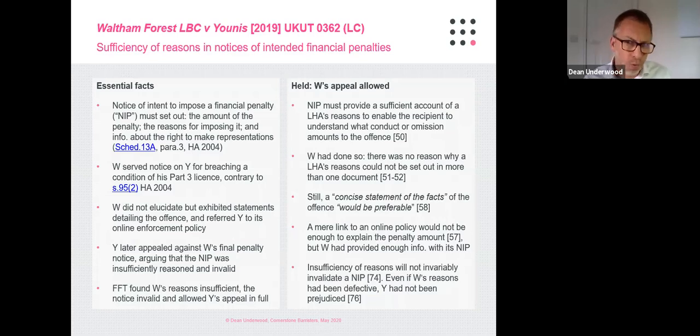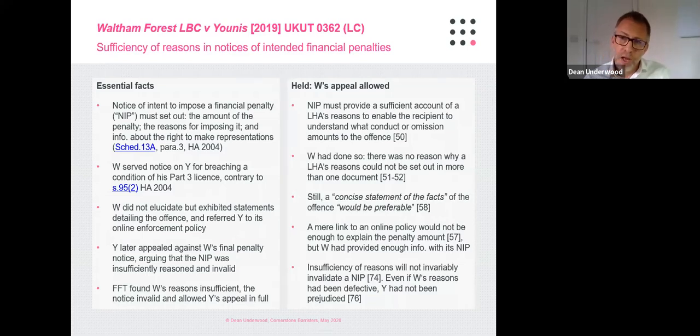And that perhaps is an important point of practice to take from this decision, that in the notice itself you should set out the brief facts of the case which amount to the offence. It also held that a mere link to an online policy would not be enough to explain the penalty amount, and that there had to be some further explanation of how the local authority had reached the figure stated in the notice. But in this case, again, Waltham Forest had ultimately provided enough information.